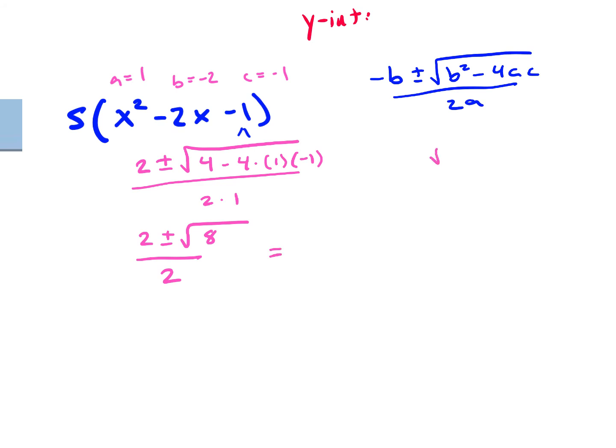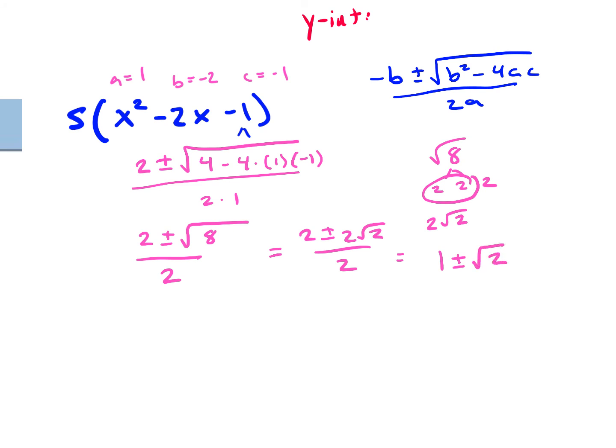Can we simplify the square root of 8? Yeah. So it breaks down into 2 times 2 times 2. We have a group of 2's that I could take out, so this would be 2 square root 2. So I have 2 plus or minus 2 square root 2 over 2. Can I simplify this? What does it simplify to? Awesome. 1 plus or minus square root 2.